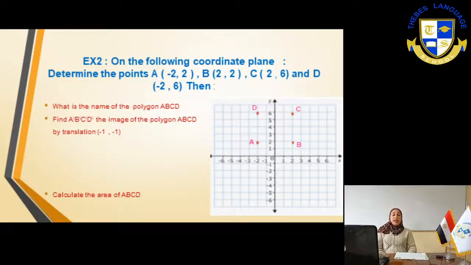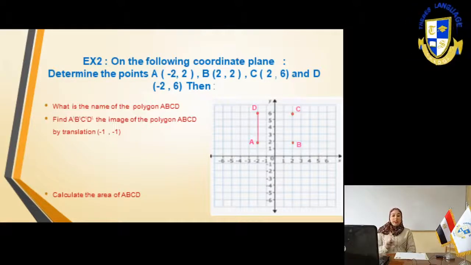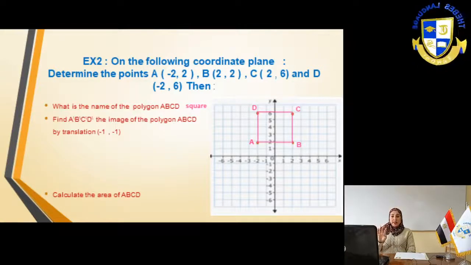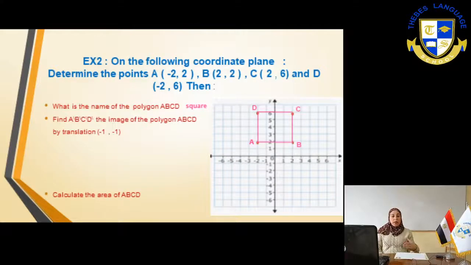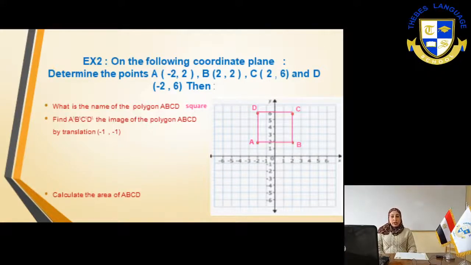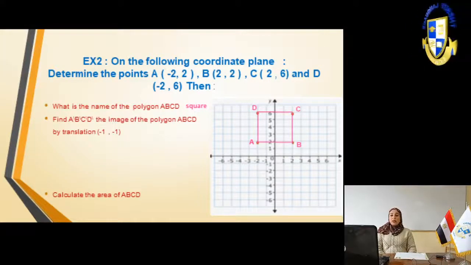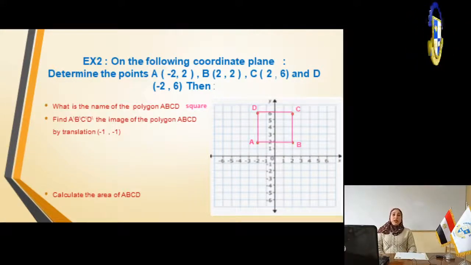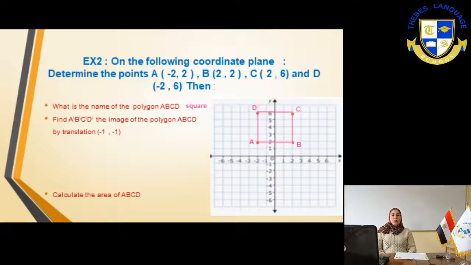Now, he's asking me, what is the name of the polygon ABCD? Let's join these points to know the name. Yes, it's a square. After joining our 4 points, I have a square, so the polygon is a square. Number 2, he's asking me to find A dash, B dash, C dash, D dash, which means the image of the polygon ABCD by the translation (-1, -1).